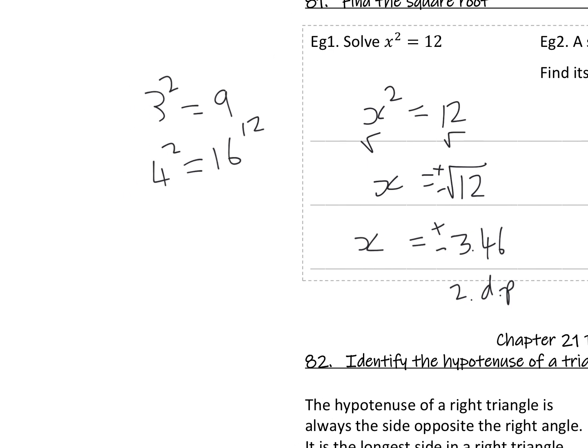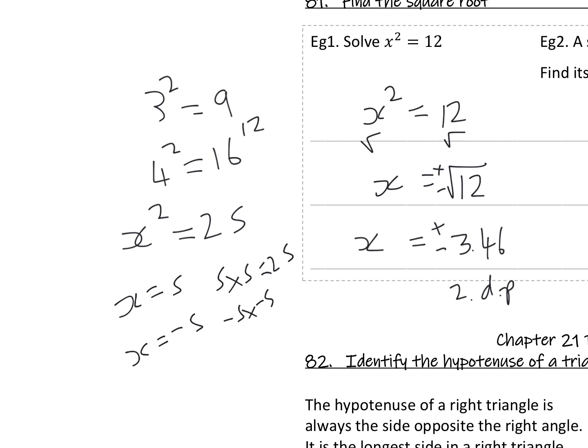Why is that so? Well, let's take an easier example. Let's just go with x squared equals 25. So that's saying what number, when you times it by itself, gives you 25? Well, x could be 5, because 5 times 5 is 25. But what if x was minus 5? Well, minus 5 times minus 5, 5 5s are 25, and a negative multiplied by a negative gives you a positive answer. So when you take the square root of a number, you have a positive and negative answer.